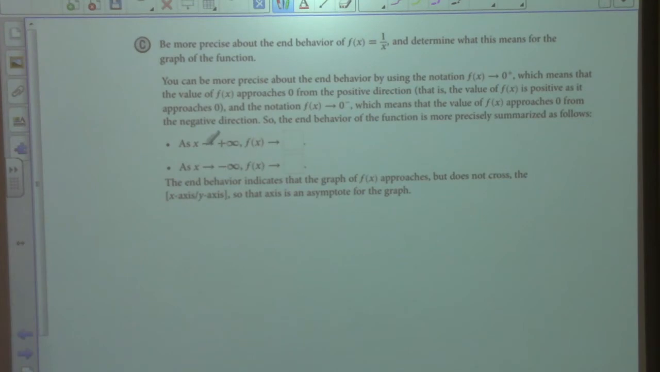So we've already said, as x approaches infinity, f of x approaches 0. As x approaches negative infinity, f of x also approaches 0. That's it.